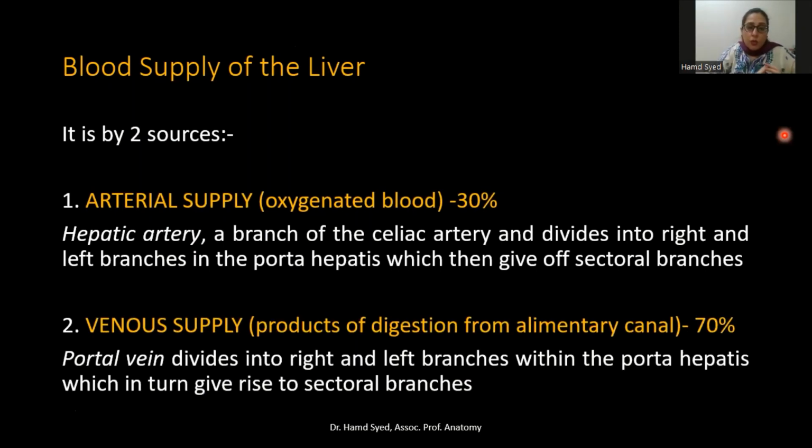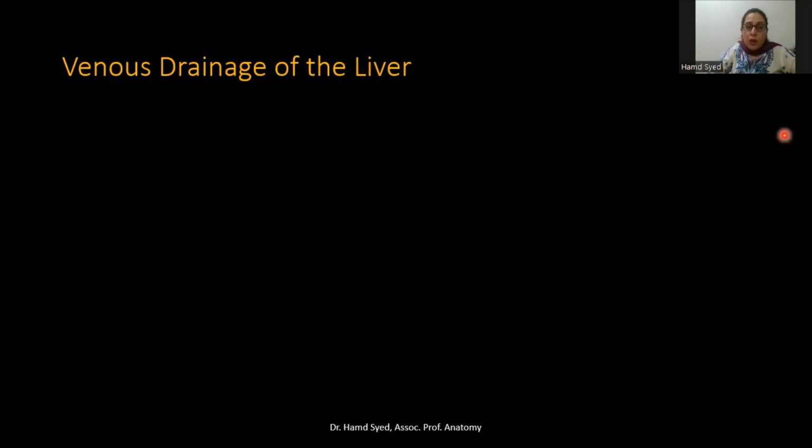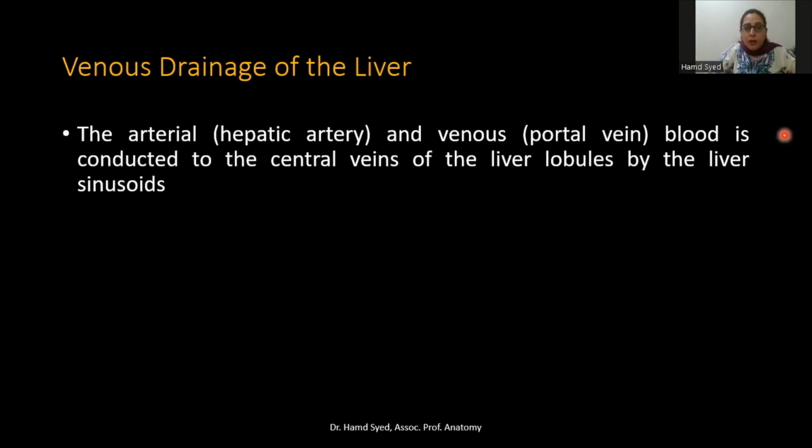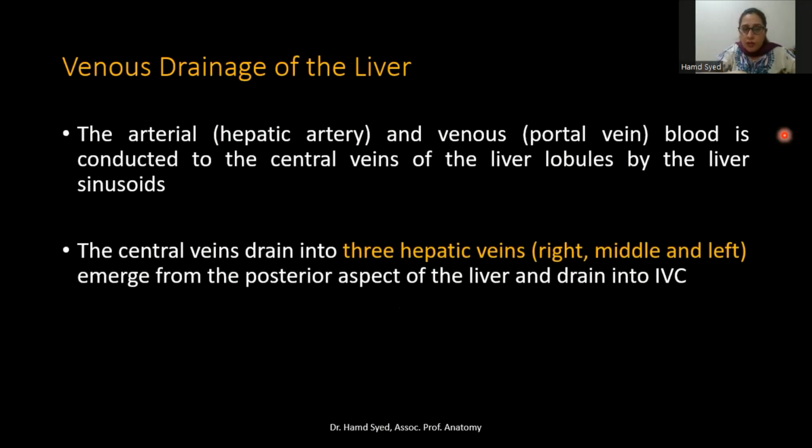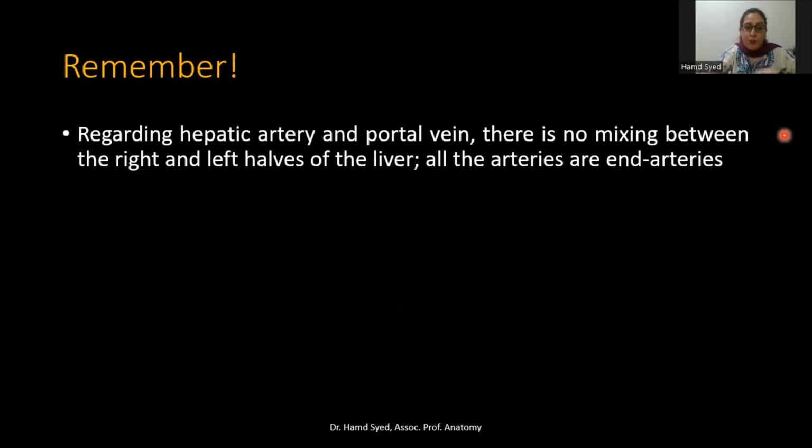The venous supply is also entering the liver through the portal vein, which is representing the 70% of the input, and this consists of the products of digestion from the gastrointestinal tract. The portal vein also divides into right and left branches within Porta Hepatis, which then in turn give rise to sectoral branches. Now the venous drainage, you can see the arterial and venous blood is conducted first to the central veins of the liver lobules by the liver sinusoids. And then the central veins will drain into the three hepatic veins, which I mentioned before, right, left, and middle, which eventually drain into the inferior vena cava.